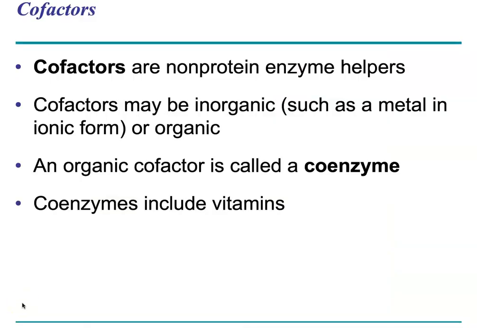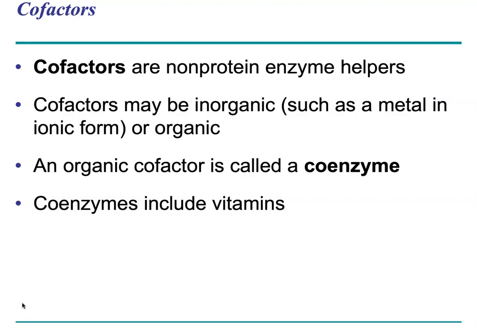Besides the substrate, there are other non-protein enzyme helpers that help in maintaining the shape. They help in activation of the enzyme. They also protect. Sometimes they protect the active site, and the inorganic ones are usually metals. When we say metals in their ionic form, we're talking about calcium ion, Ca+2. It can be iron, which would be Fe+2, or zinc, Zn+2.